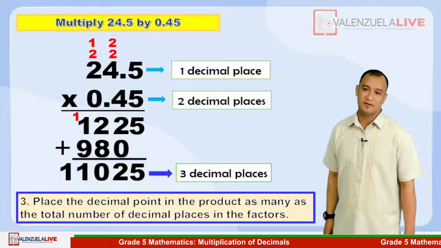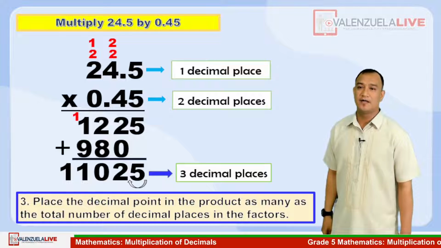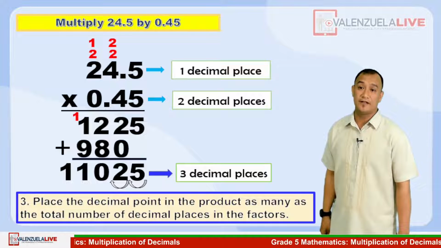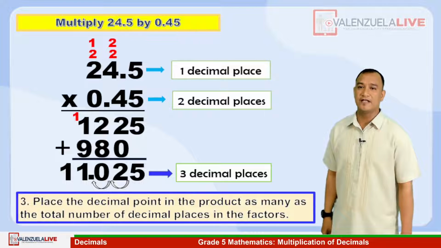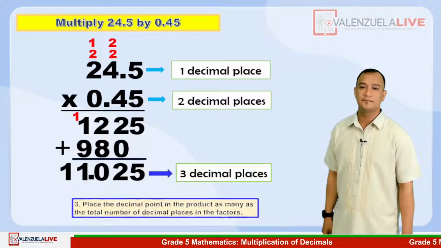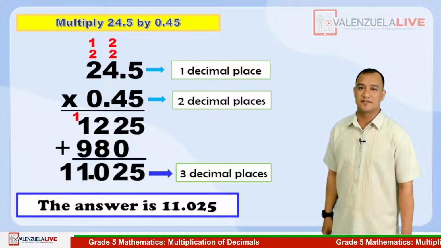So we will move thrice to the left. 1, 2, and 3, and add the decimal point. So the answer is 11 and 25 thousandths.